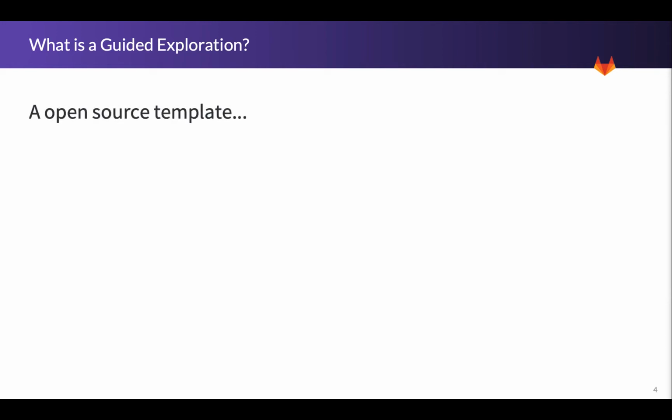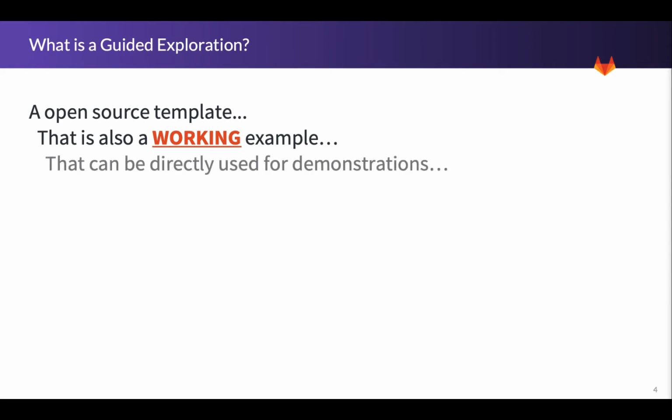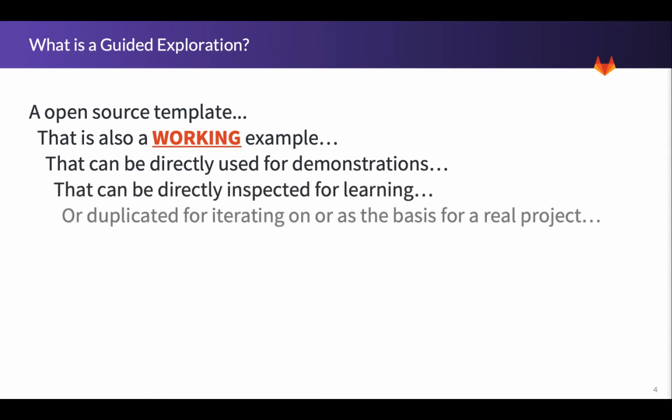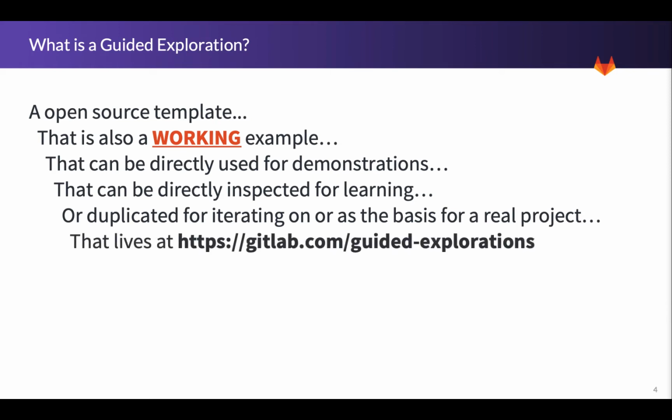A guided exploration is an open source template that is also a working example. Many templates and snippets don't actually work, and many times you find out that an innocent five-line piece of code takes another 40, 50 lines to actually make it work in the real world. These are working examples, which makes sure that the level of complexity that is really required to get the job done is there. They can be directly used for demonstrations, but they can also be directly inspected for learning. Importantly, they can be duplicated for either improving on them or as a basis for a real project that you might want to start. And they live at this location on GitLab.